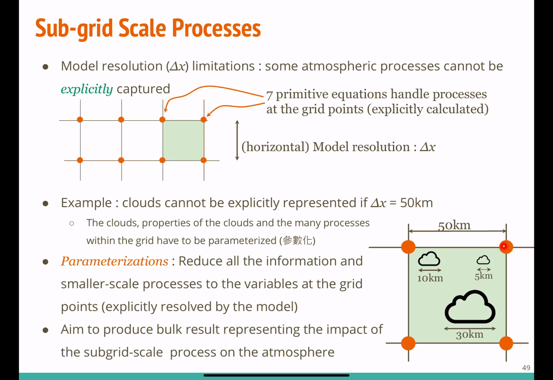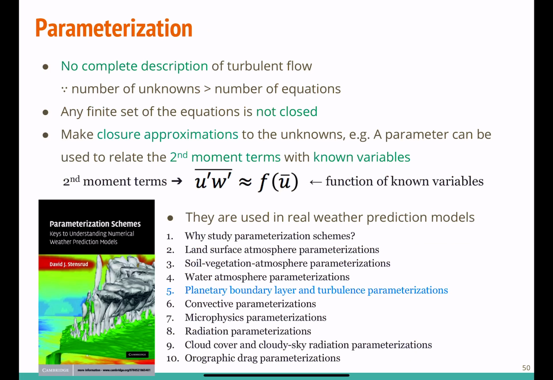And why do we do this? Because at the grid points, the model could deal with them. The model cannot deal with things inside the grids. Okay, and it aims at producing a collective result representing all the things happening with just fewer variables here.